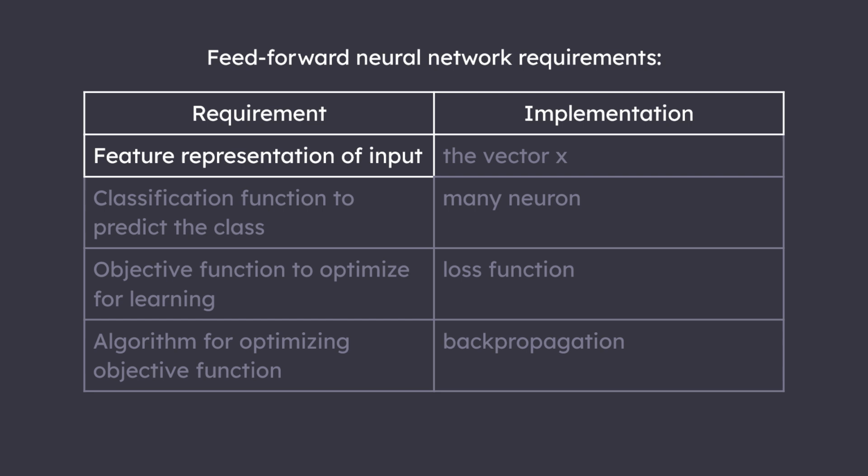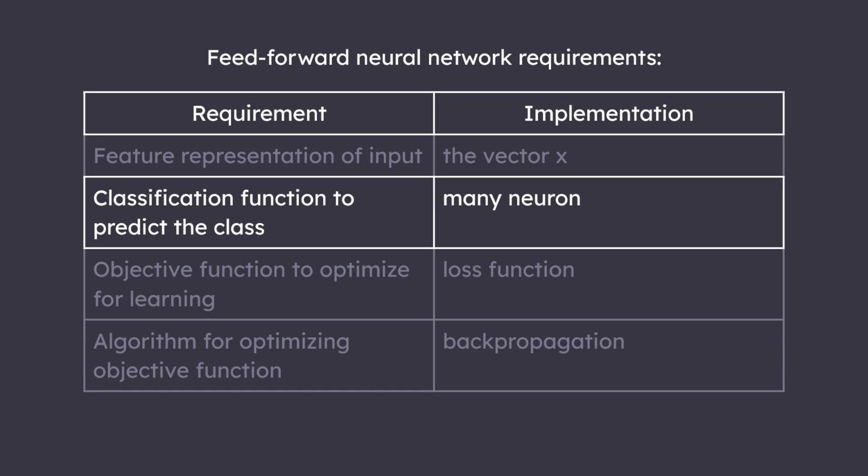First, we need a feature representation of the input, for which we will be using our feature vector x. Next, we need a classification function to predict the class. We will be using many neurons to accomplish this task. The neurons come together to form the layers of a neural network.